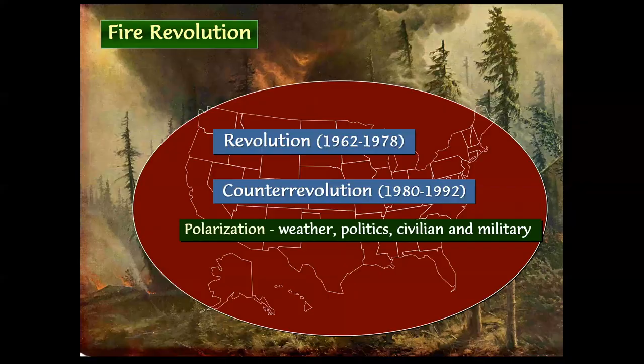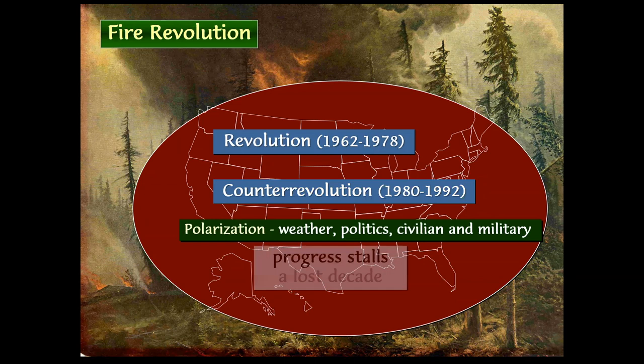What happens instead is that, because it was a revolution from the top, shortly thereafter all kinds of counterforces come into play. And the polarization that has become so dominant in American life and society sets in. Even the weather begins really wet, ends really dry. Politics transfer from civilian to military, from government to private, and so forth. All these things mean that essentially the progress stalls. The revolution wasn't reversed, but we had a lost decade and a little more.